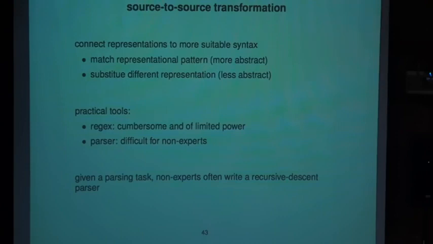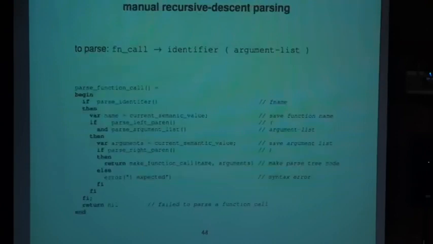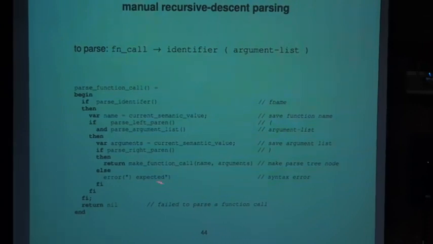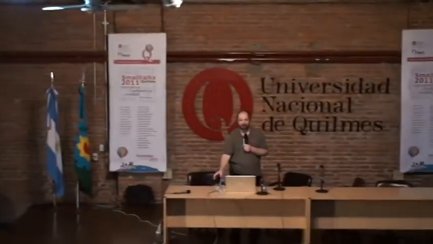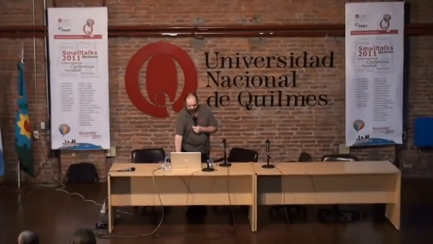Non-experts generally, when faced with a parsing problem, write a recursive descent parser. And a recursive descent parser is a very simple approach of a normal program that just marches through the definition you are trying to match, looking for each piece in turn, and either returning an error if you don't find it, or constructing some piece of tree or other structure to represent the content that you did find.